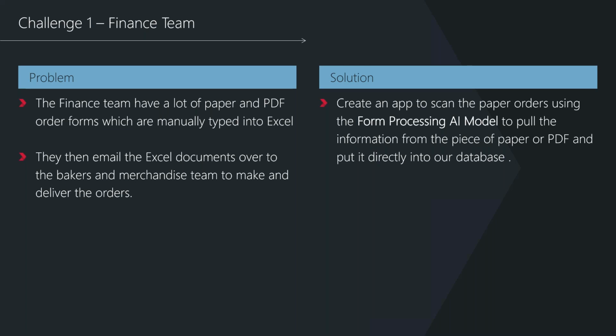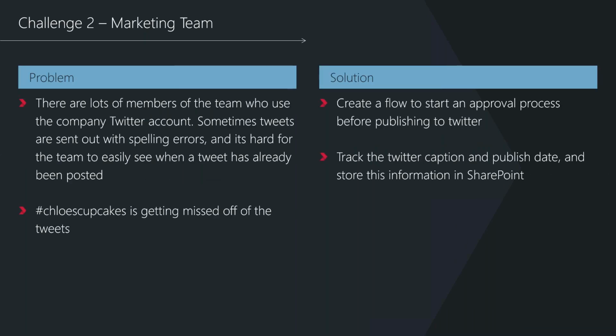Next up, we've got challenge number 2. So we're moving on to a completely different thing now, but we're still with Chloe's Cupcakes. And the problem is now that there's a lot of members of the marketing team who use the Twitter account. Sometimes tweets can get sent out with spelling errors, and it's hard for them to easily see when a tweet has already been posted. And the hashtag Chloe's Cupcakes, which is so important for branding, is getting missed off some of the tweets. So we want to make sure that that's enforced.